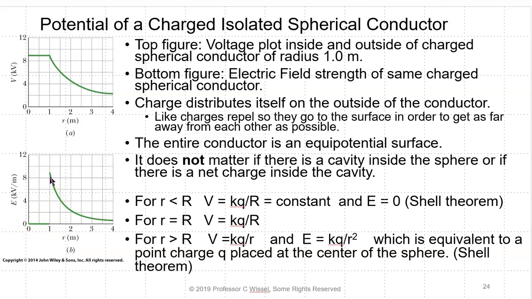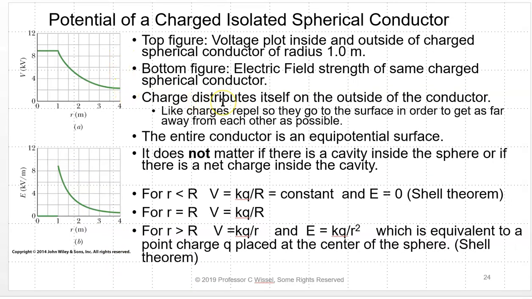And then, because the conductor is an equipotential surface, there's no electric field inside it. And outside the conductor, it falls off as 1 over r squared, as it does for a point charge. So the charge will redistribute itself on the outside of the conductor. Like charges always repel, so they go to the surface in order to get as far away from each other as possible. So the entire conductor becomes an equipotential surface. It does not matter if there's a cavity inside the sphere or there's a net charge inside the cavity.